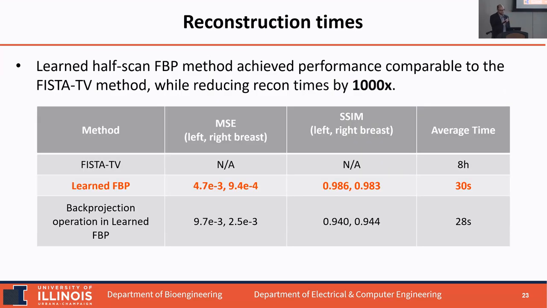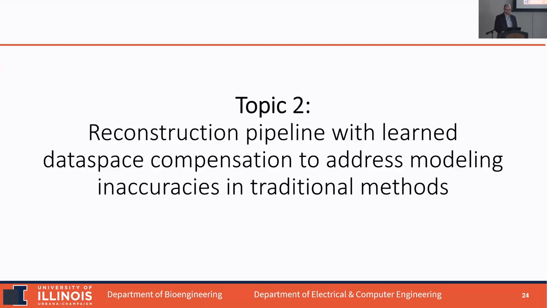And of course, the main motivation that I already alluded to was reconstruction times, right? So the FISTA TV method took 8 hours to reconstruct that image. Again, this is a large-scale problem. The learned FBP method was only about 30 seconds, and 28 of those 30 seconds were used to compute the back projection operator after the filtering was done. So, overall, I would definitely call it a success, a win case for us, and people in our field are excited about this too.